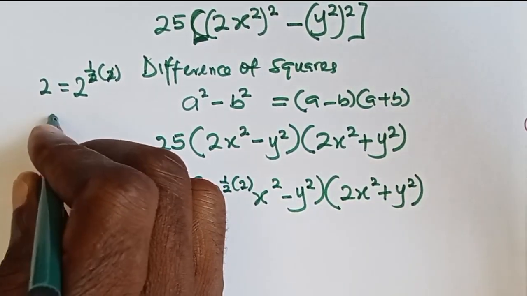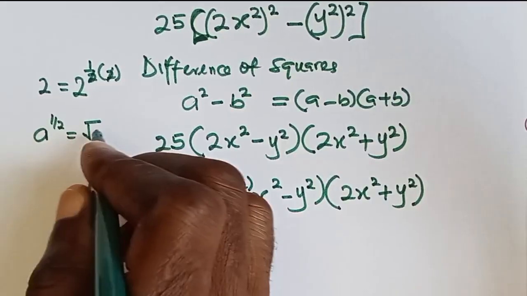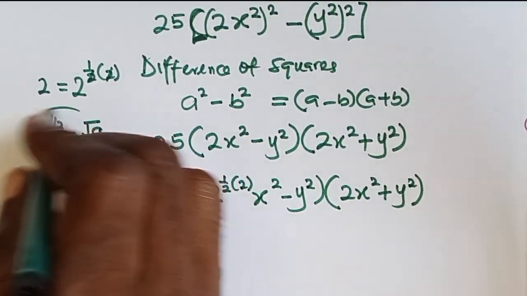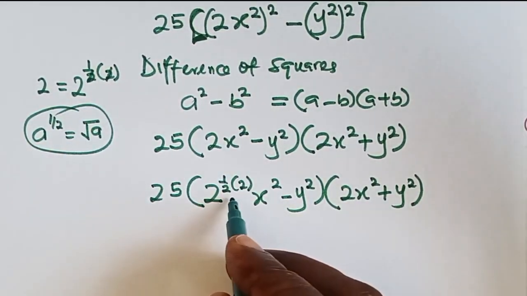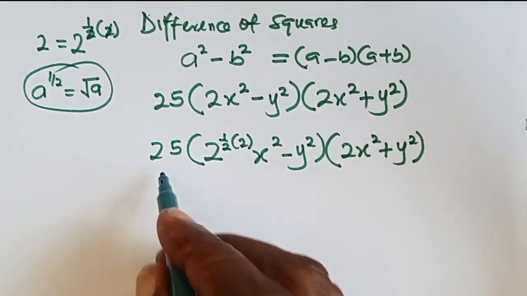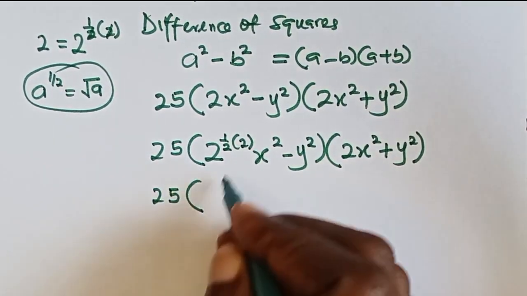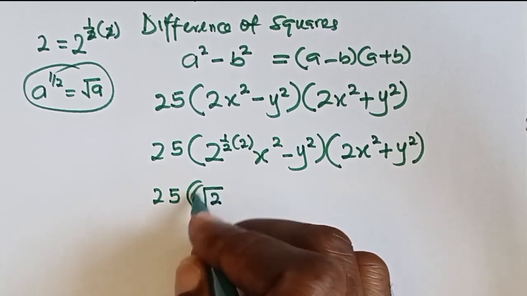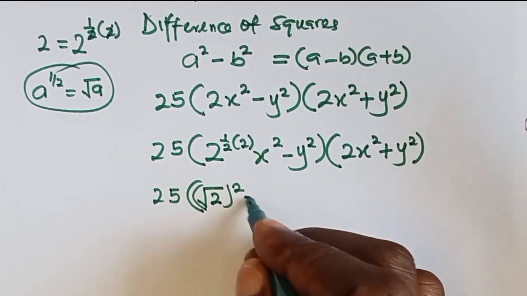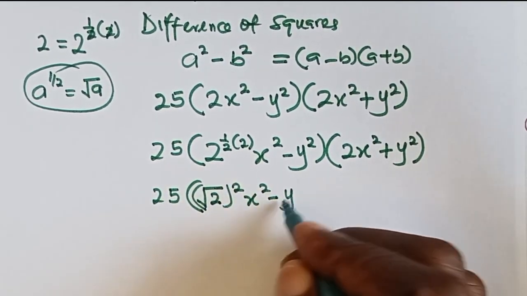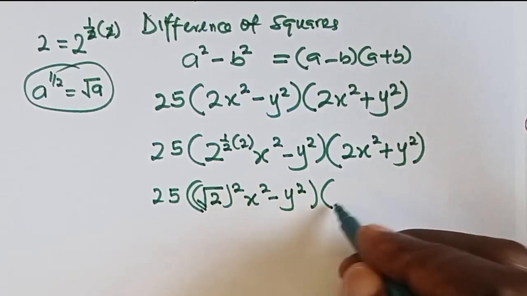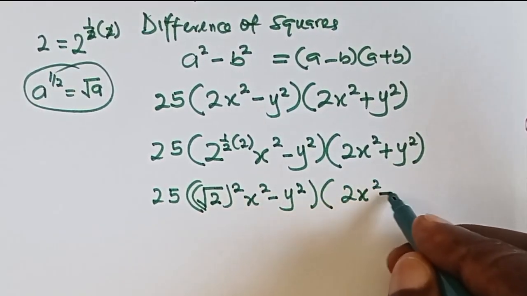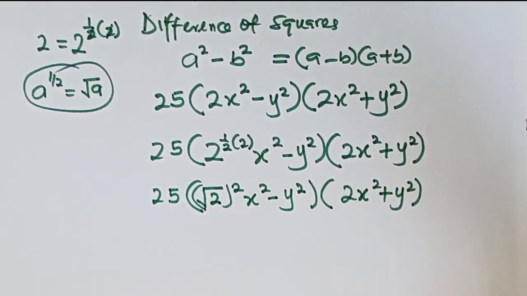Now, a raised to the power 1 over 2 is the same thing as square root of a. This is what I'm doing next. So it means I can write this 2 raised to the power 1 over 2 as square root of 2, then raised to the power 2. I have x squared minus y squared multiplied by 2x squared plus y squared.